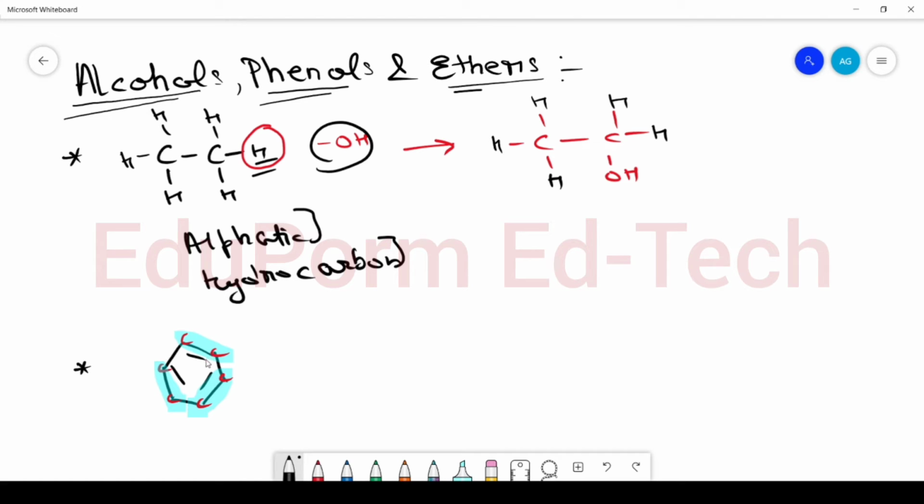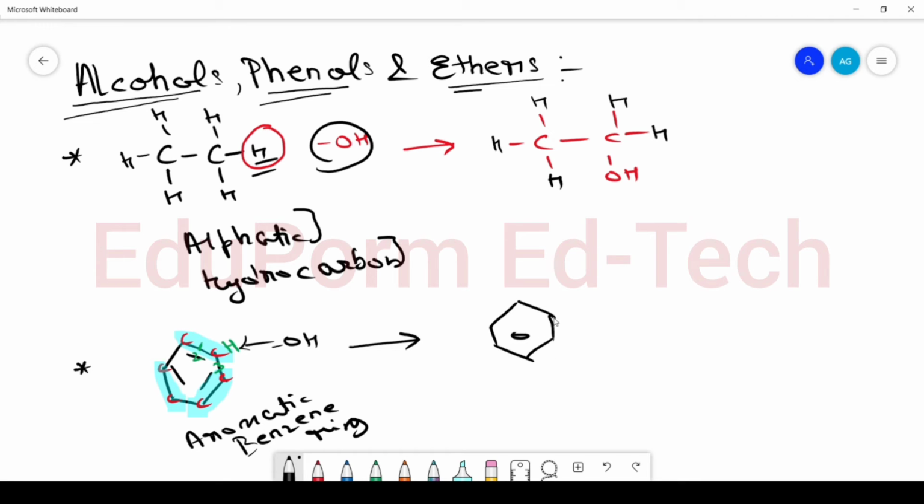See, this is 1 valency, this is 2 valency. Let me show with the color. This is valency number 1, this is valency number 2, this is valency number 3. So here hydrogen atom is present. So if I replace this hydrogen atom of an aromatic compound or of a benzene ring by hydroxyl group, then phenols will be formed. So this is the structure of phenol.